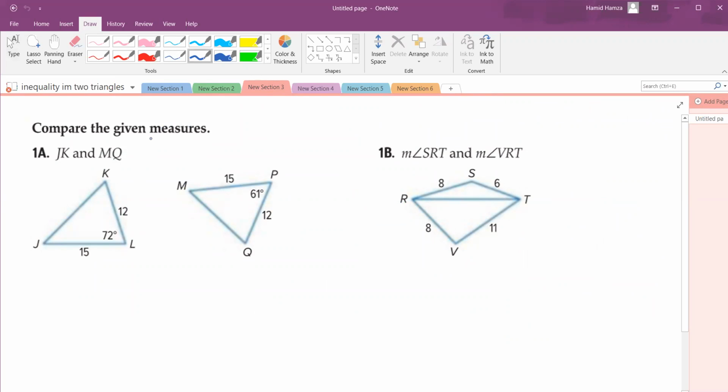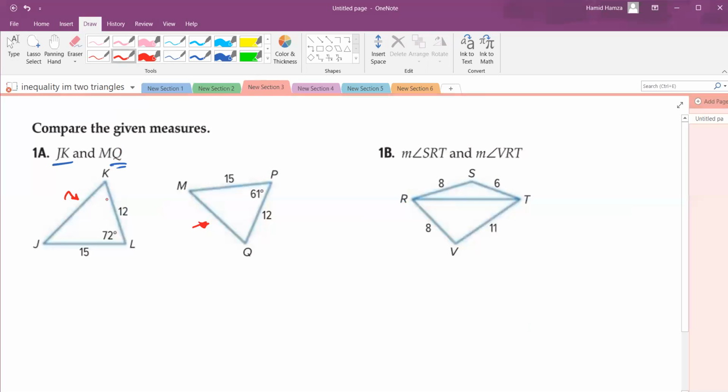We wanted to compare between the side JK and MQ. So where are these two sides? You will notice they are in different triangles. JK, this one, and MQ. Where is MQ? This one.